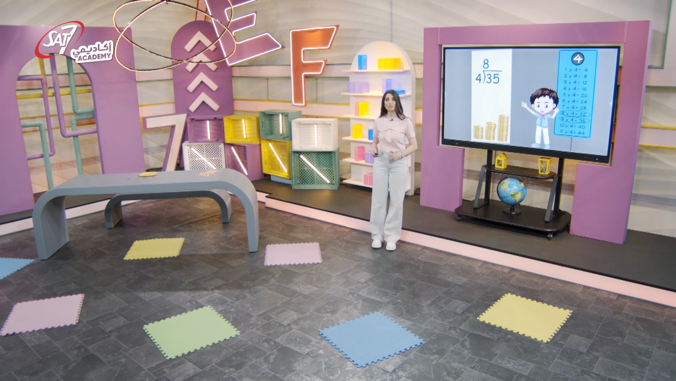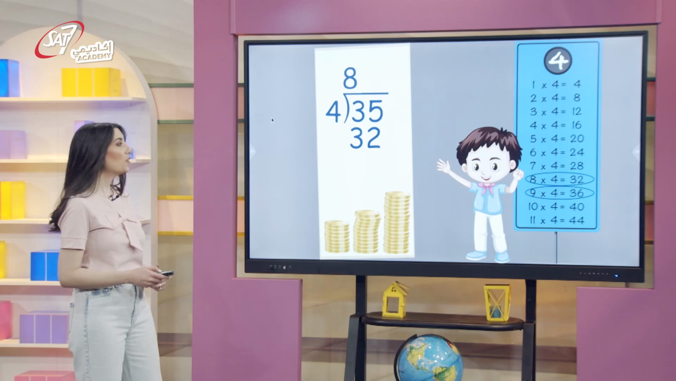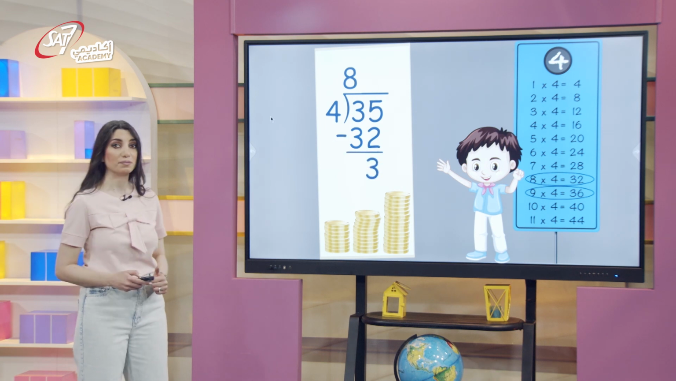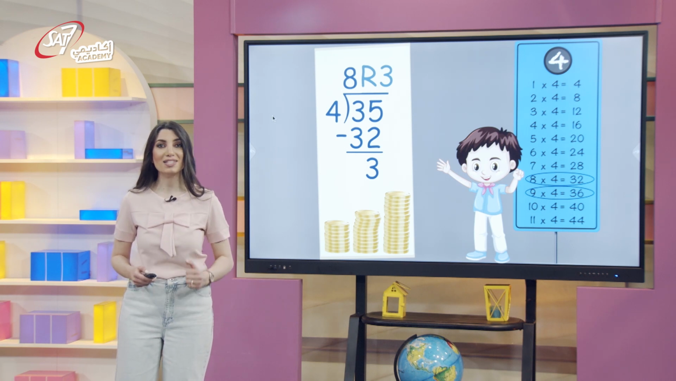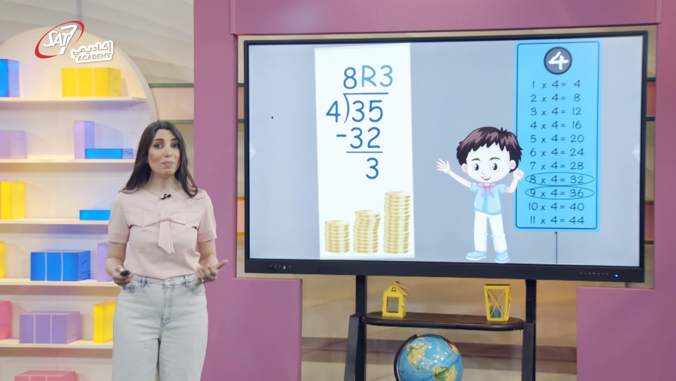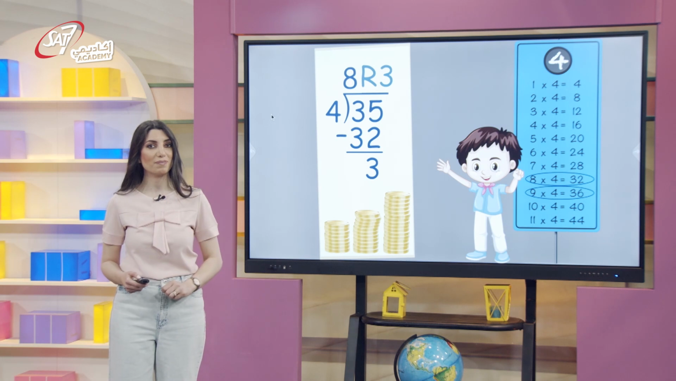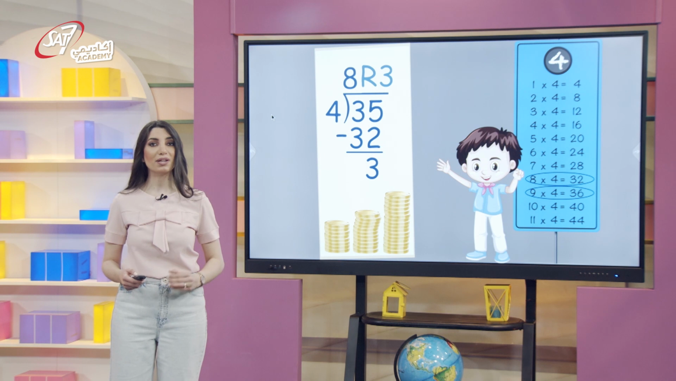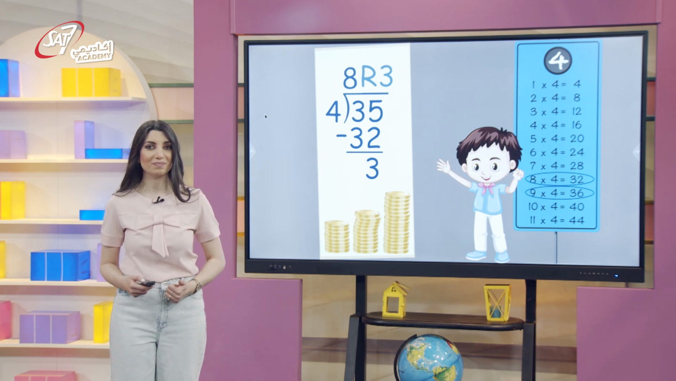Now let's find the leftovers. 4 times 8 equals 32. 35 minus 32 equals 3. This is the leftover, the remainder. What does this answer mean? How many bags of chips can I buy with 35 coins if each bag costs 4 coins? I can buy 8 bags and 3 coins will remain with me. I did not pay all my money.